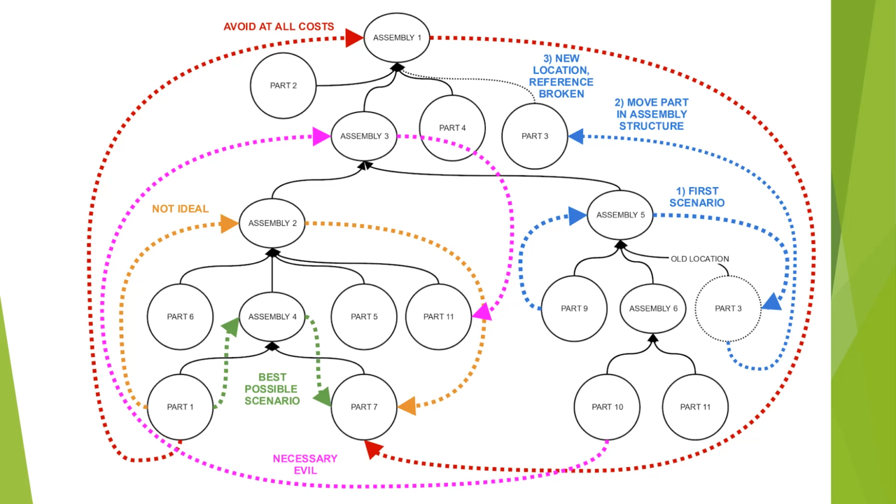So this is your first scenario, and then number 2 gets moved, and number 3, now you have a broken reference. So once you start using external references, this is how SOLIDWORKS is mapping it. Part 9 says, when I'm in assembly 5 it will tell me where part 3 is, and then we can figure out what we're supposed to do. And when part 3 disappears, part 9 gets really confused. And we don't want confused part 9s in our models.